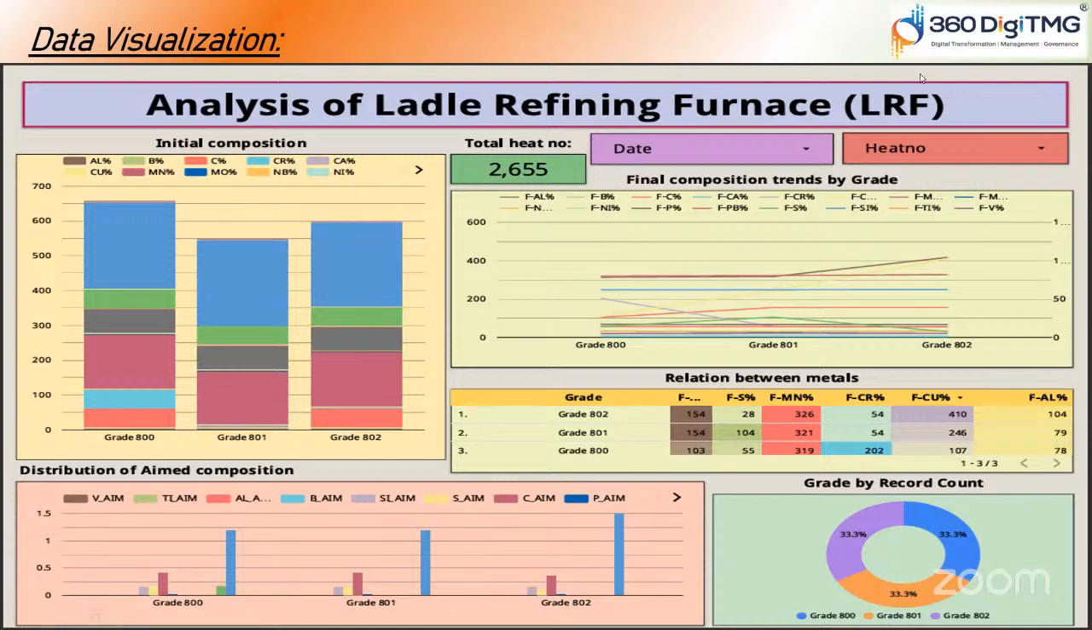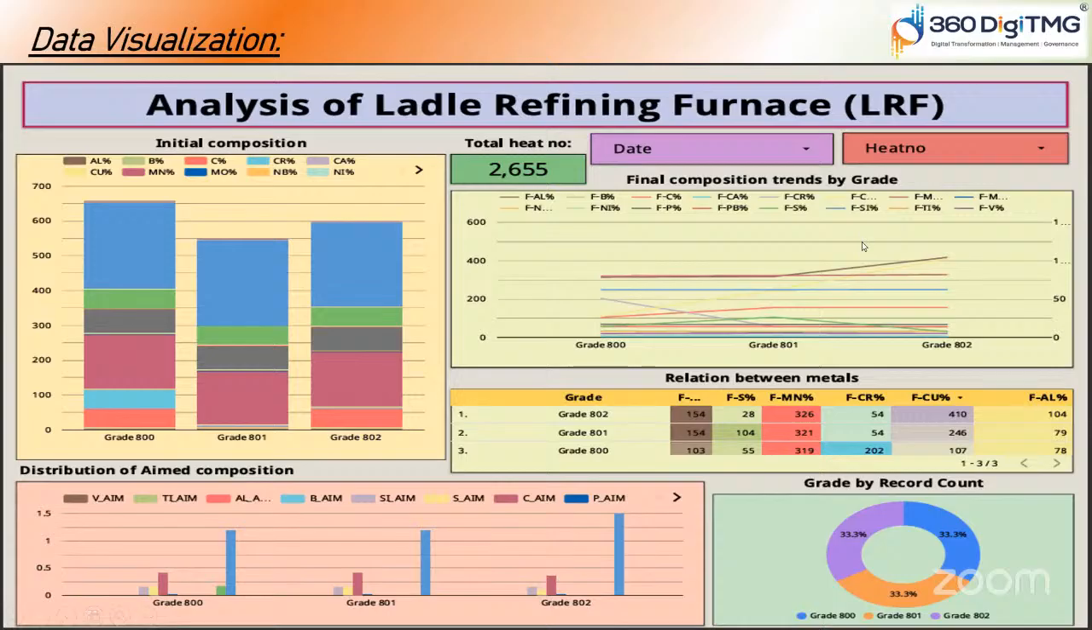Which element shows the most deviation from the target? Manganese. Manganese consistently shows the highest variation in the final value, especially in grade 802. This insight prompts tighter process control or better forecasting for manganese absorption.